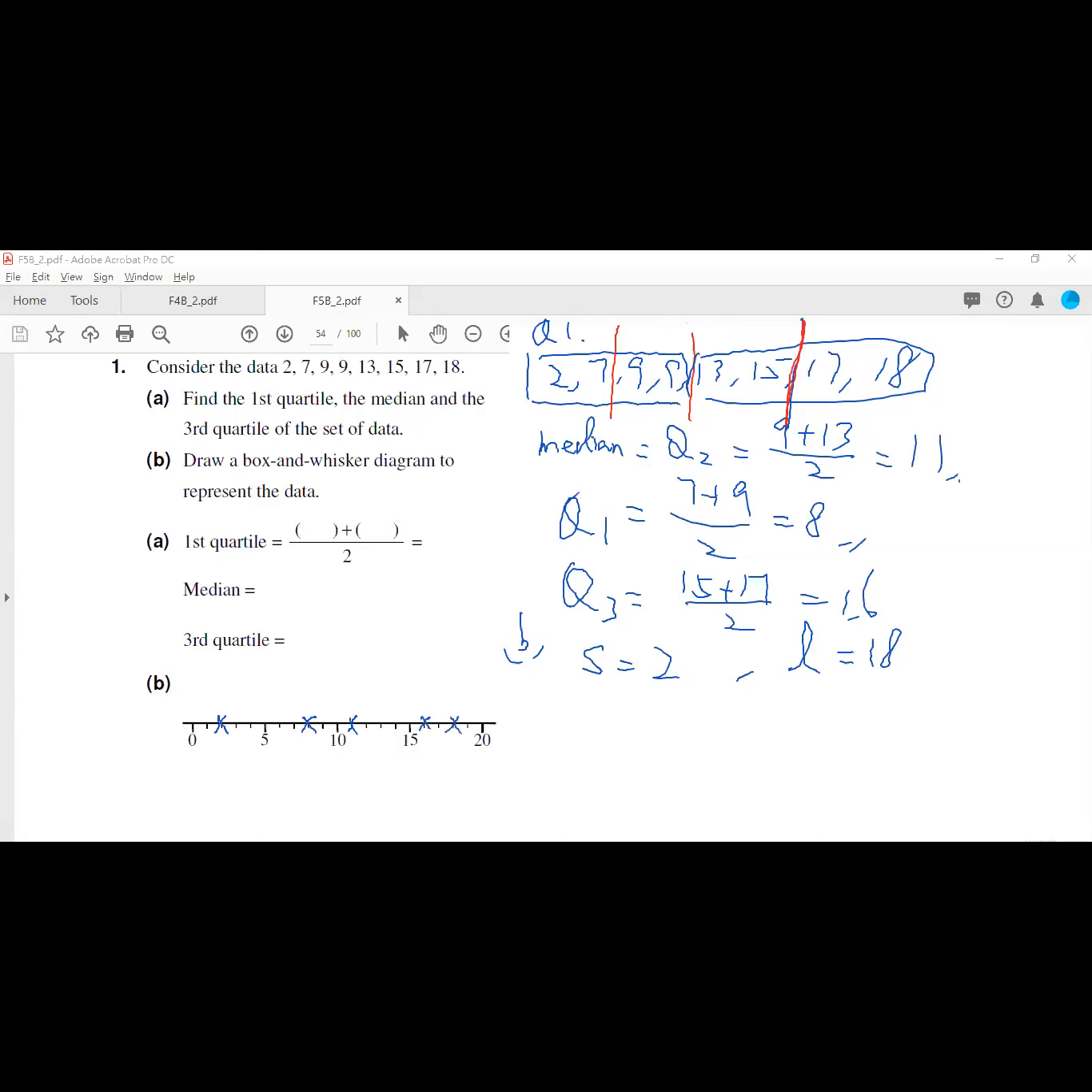Should be like this. And then we draw the rectangle first. Rectangle should be like this. And then the straight line, median, Q2 is here. And then the tails, left tail here. Okay, and then right tail here, like this.